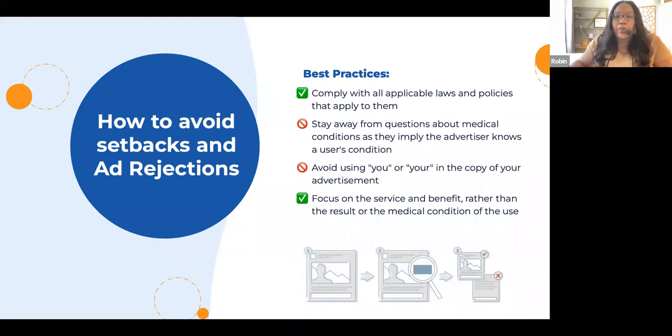You want to stay away from questions about medical conditions, as they imply the advertiser knows a user's condition. So you want to make sure that you're not using words like you and your, like fix your knee. I know you have arthritis. Here's how I can help. And you want to focus on the service and benefit rather than the result. So instead of promising a result, like let's get you pain free and things of that nature, you want to focus more on we can help you with your pain.